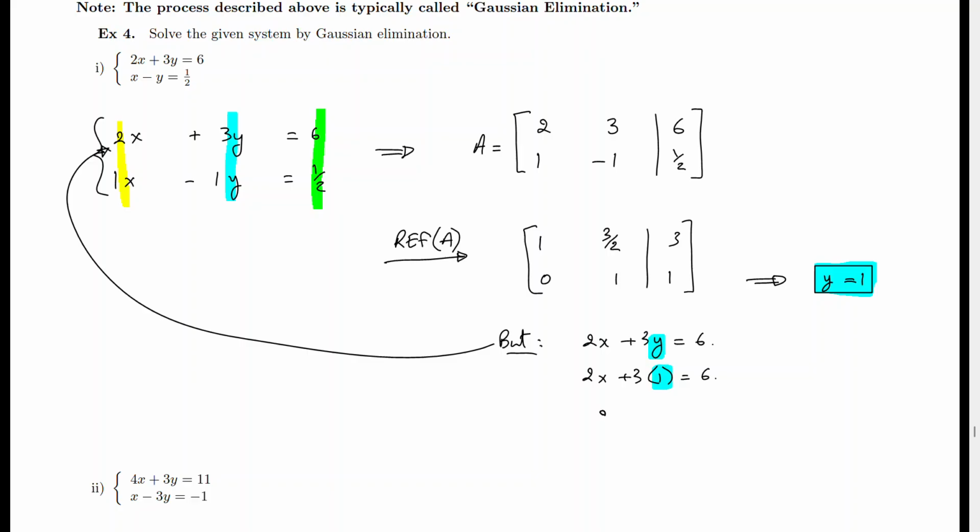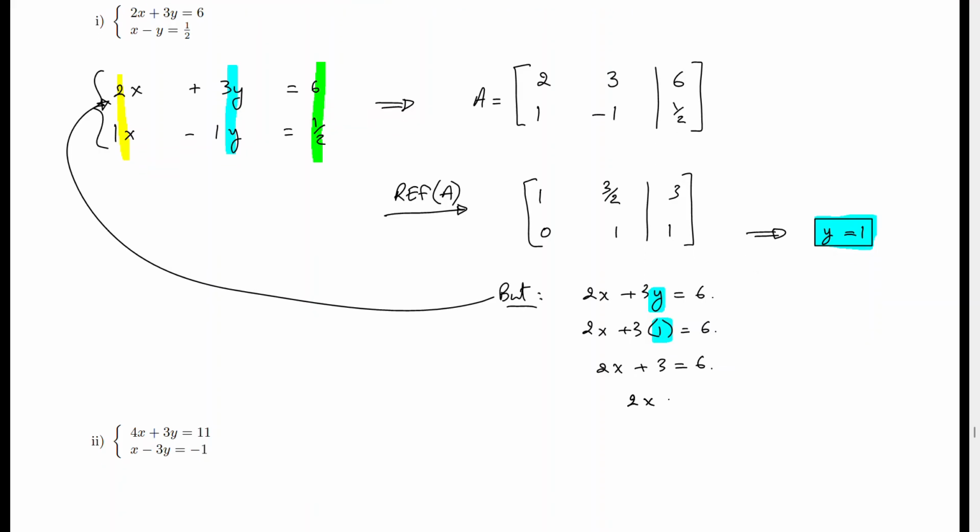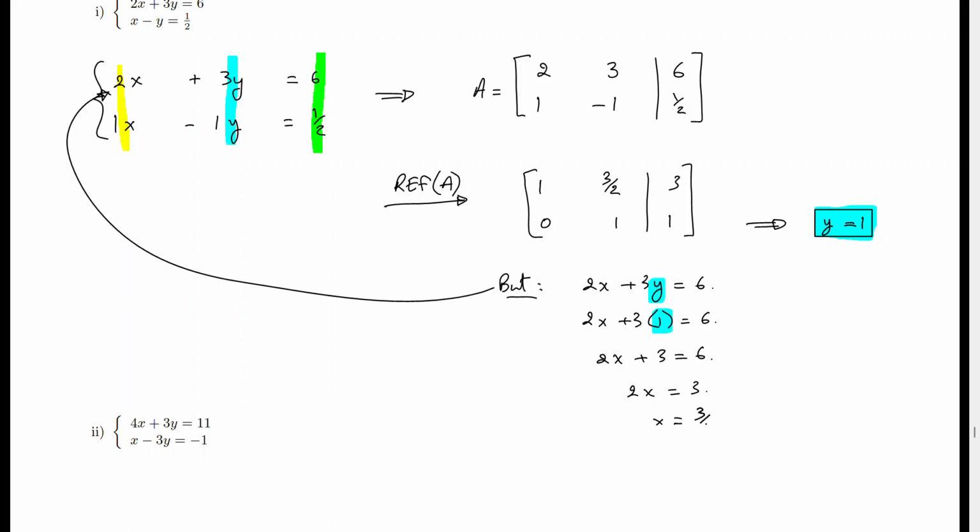So y is 1. I'm replacing the y with the value 1. So what would I get? I would get 2x plus 3 is equal to 6, which means that 2x is going to be 3, which means x is 3/2. And that is the solution of the problem. x is 3/2, y is 1. So my solution is the ordered pair (x, y) with the numbers 3/2 and 1.